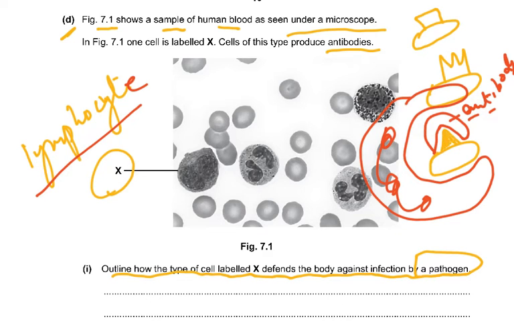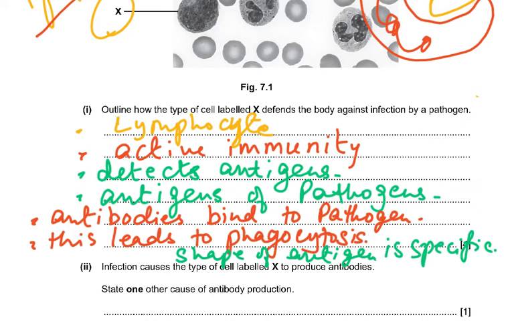So every virus will have different antigens, and so that is why we give you the COVID vaccination, because the antibodies will be complementary to the COVID-19 virus, which is very prevalent these days. So just a quick recap of it. Lymphocytes, active immunity, detects antigens, antigens on pathogens, antibodies bind to the pathogen. This leads to phagocytosis, and the shape of the antibody is specific to every virus, and it is complementary to the antigen. Of course, you can say that as well.